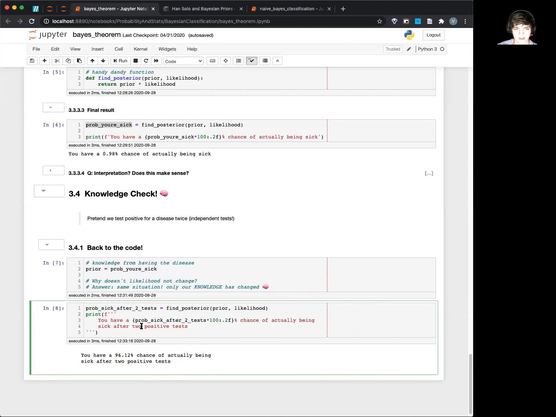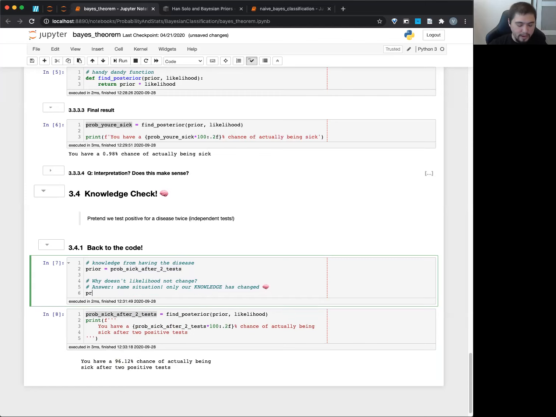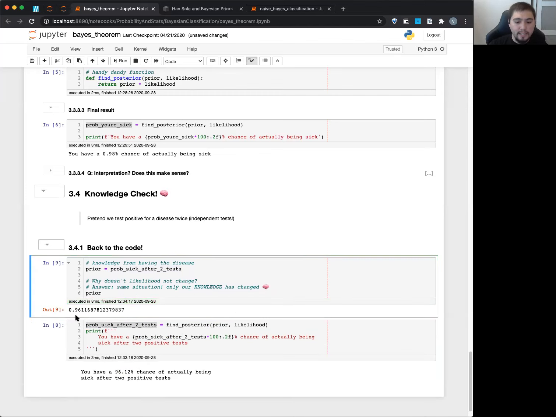What would be the chance if you took a third test now? Yeah, good. We can try that, right? So we can actually change this now. The probability of us being sick, let's just do prior. You can see now it's 96%. Let's say we have a third, independent test, and you test positive. What does that look like? I'm going to do after 3 tests just so I don't mess up if I want to change this.